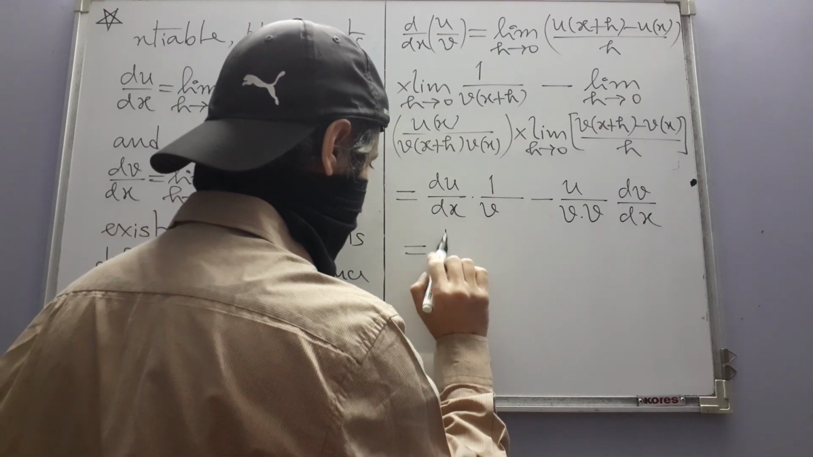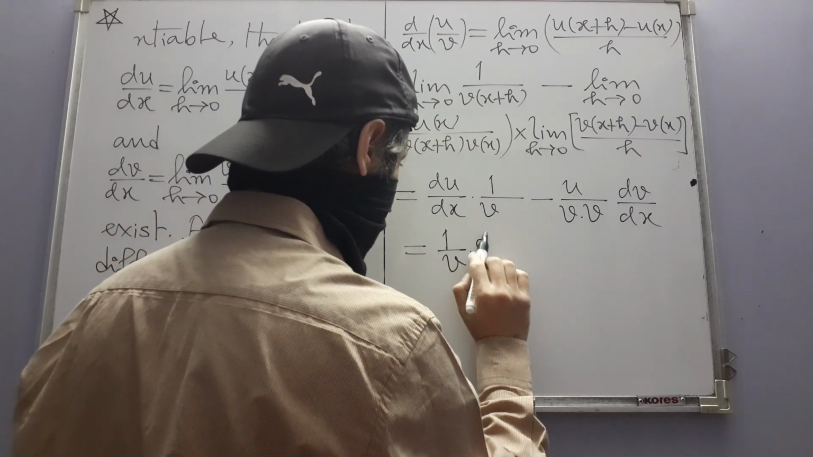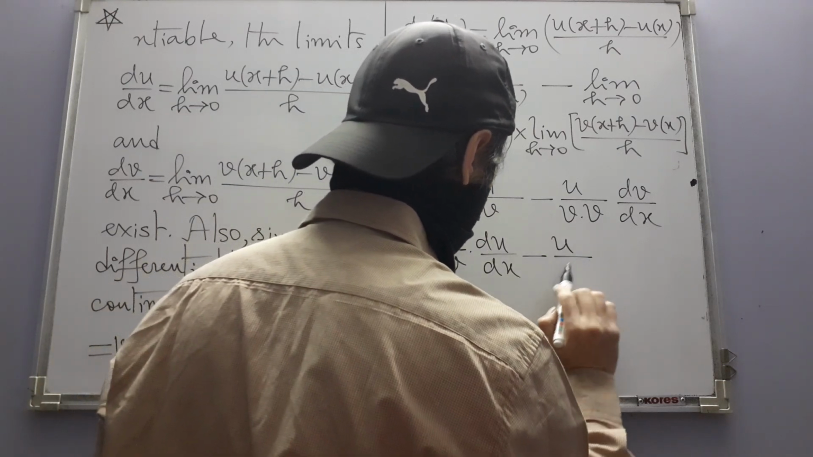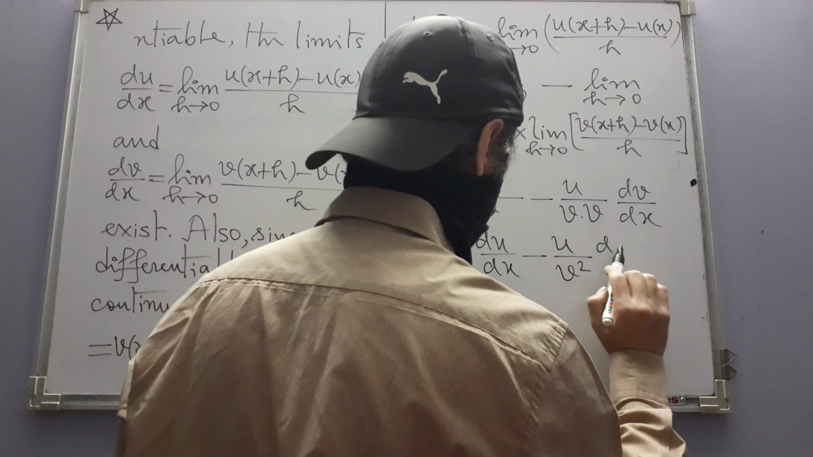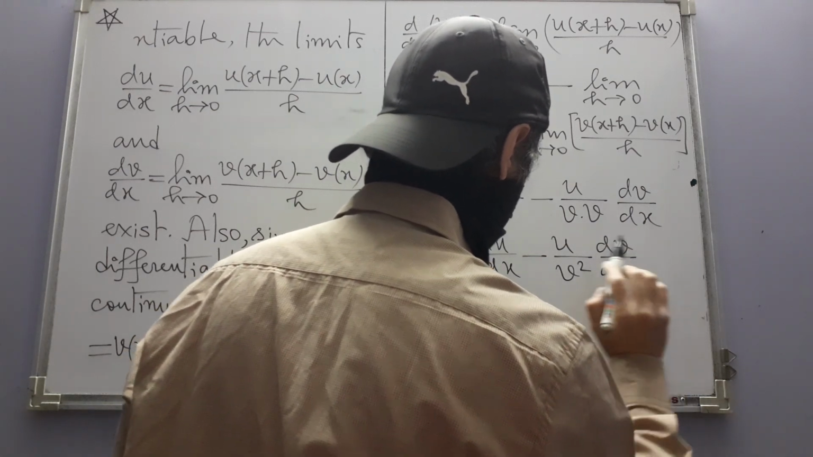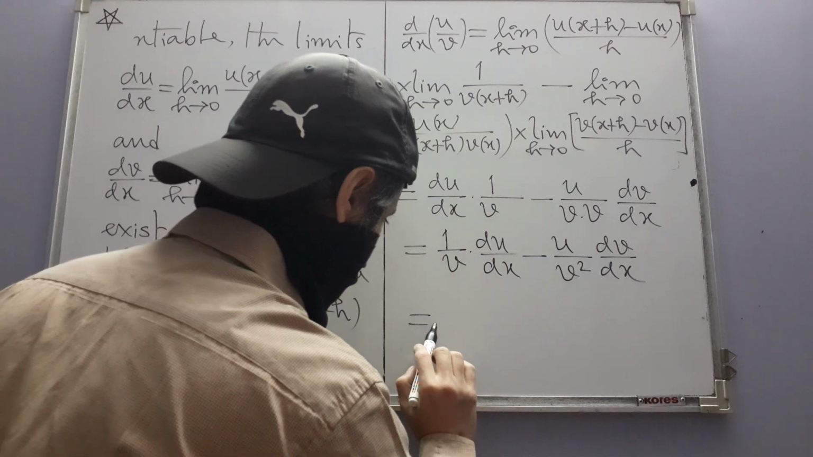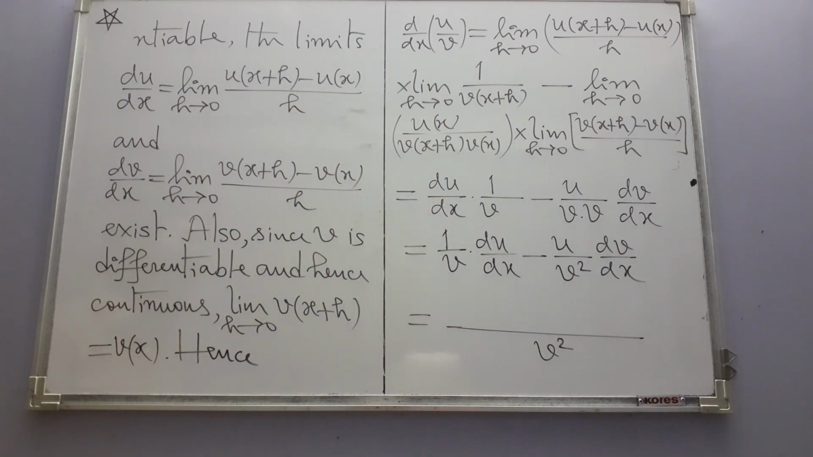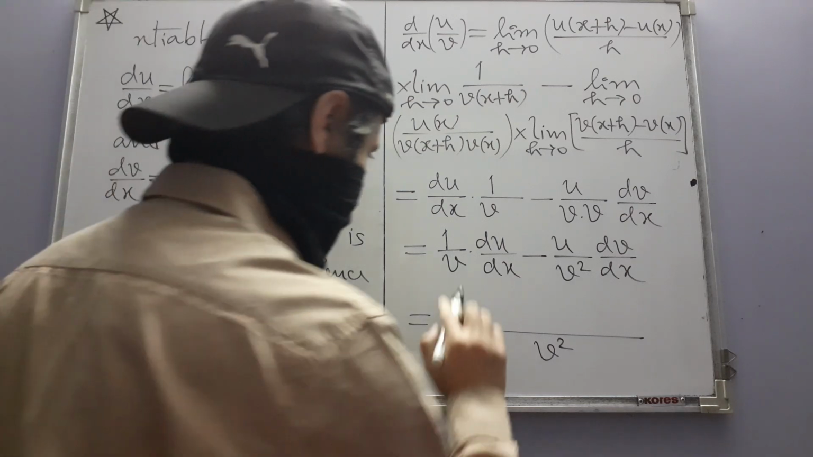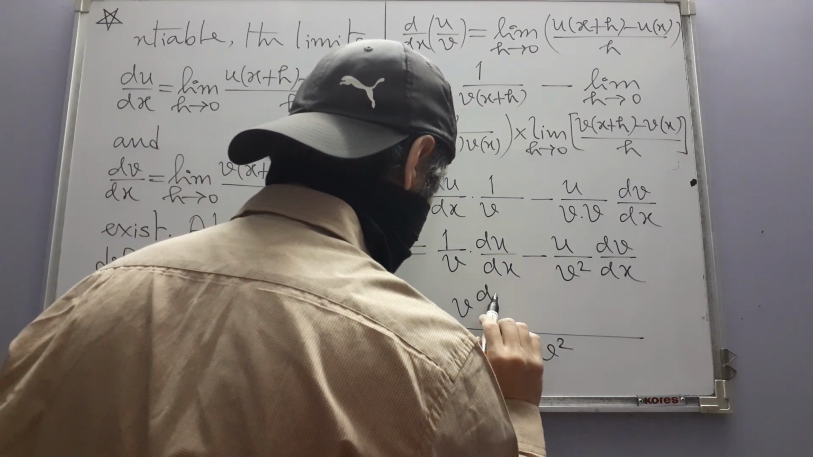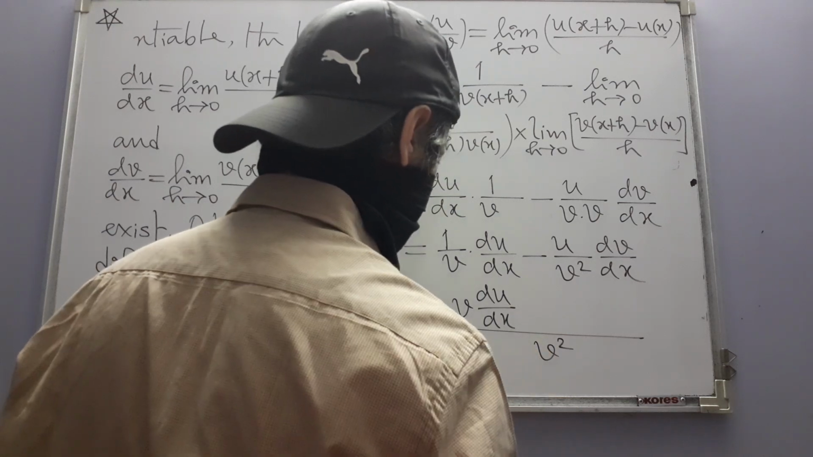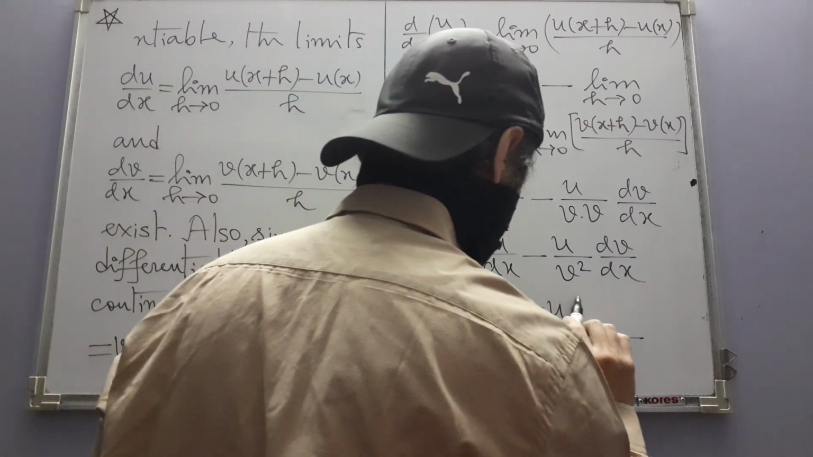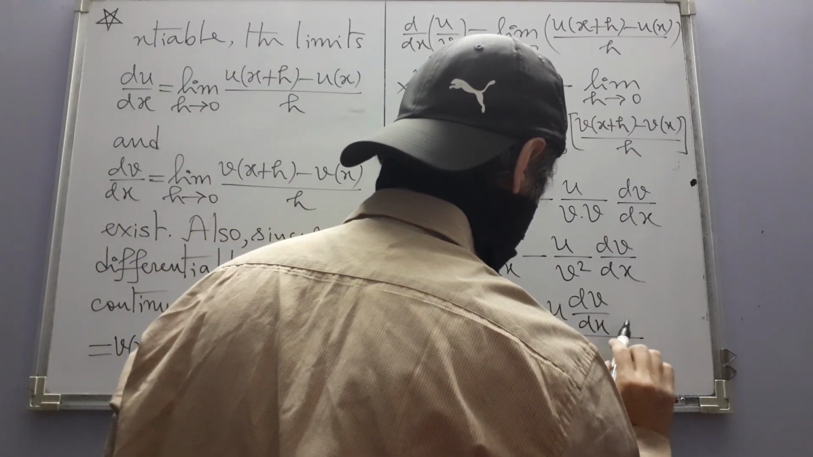That means here we are getting 1 over v, if I write this first, times du dx minus u over v square times dv dx. Now if I take v square in the denominator, then this becomes v times du dx minus, since we already have v square here, we will simply have u dv dx. So that's how you get the quotient rule.